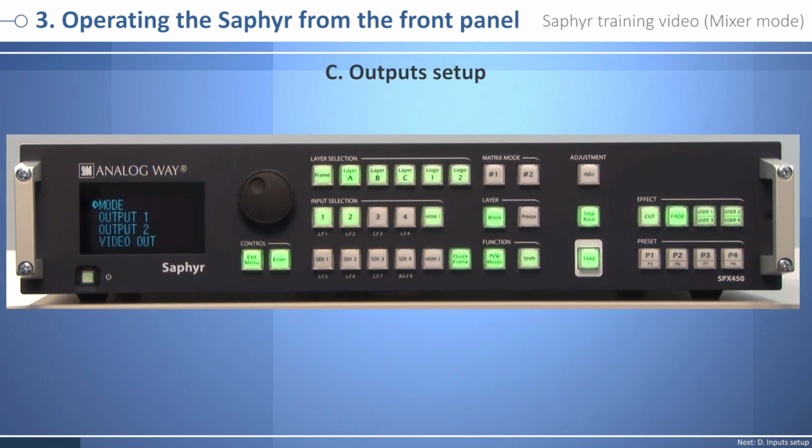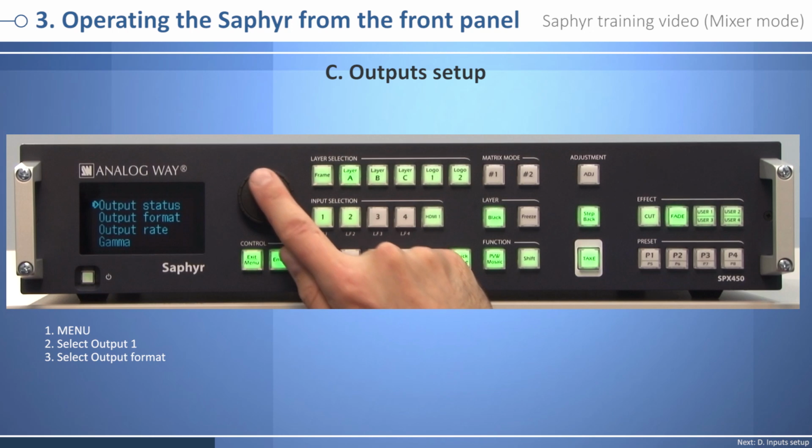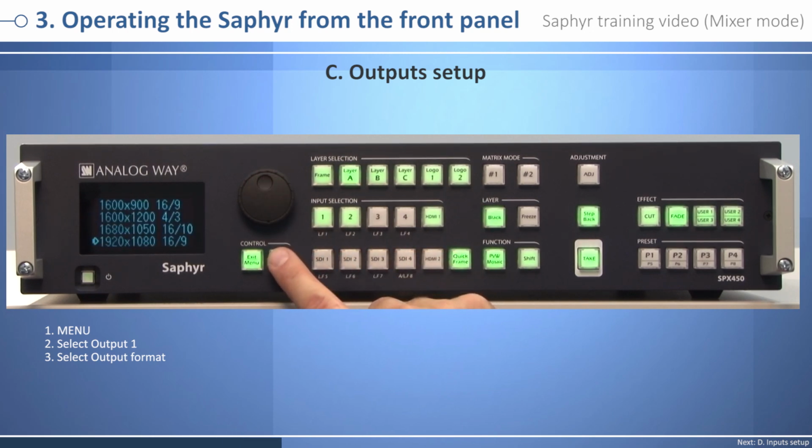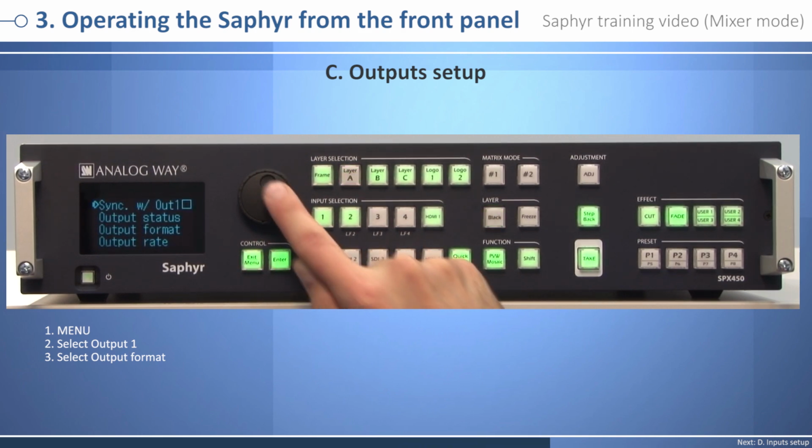Output Setup. To set up the output, press Exit Menu. Select Output Number 1, Program menu. Press Enter, choose the adapted format and rate, then press Enter. For further details on settings, please refer to the user manual.